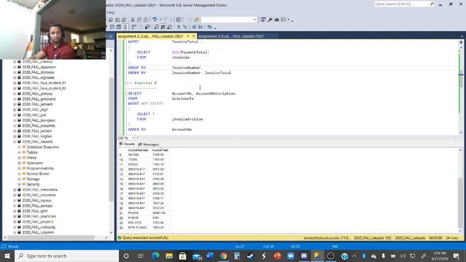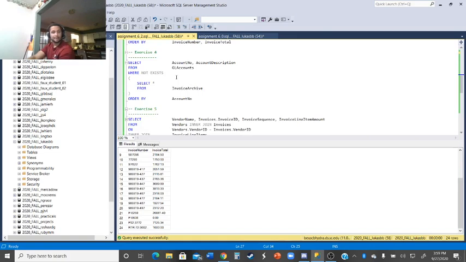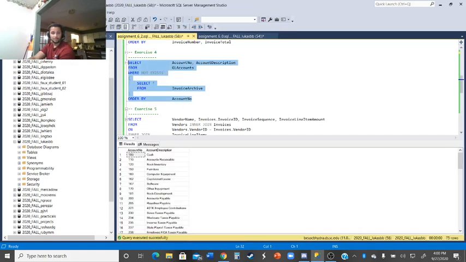Skip problem 3, move on to problem 4 because we didn't do problem 3. So for problem 4, I wanted two columns, the account number and the account description. I pulled from the GL accounts, my bad. And I wanted to say where the account numbers and descriptions do not exist in the subquery of the invoice archives ordered by the account number. If we execute that, we get 75 rows.